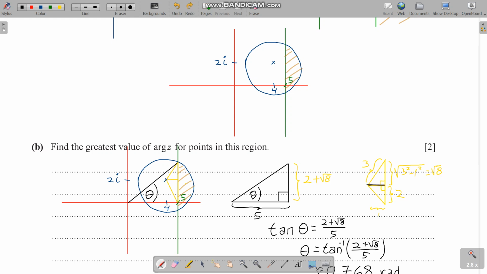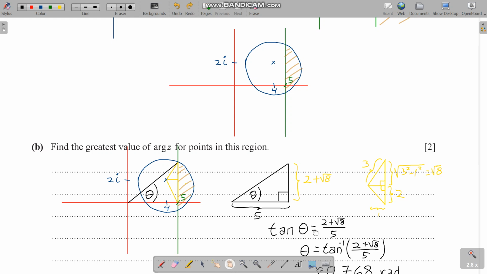Now we know this is 1, this is 3, it's a right-angled triangle. Use Pythagoras, we can find this length: square root of 3 squared minus 1 squared, root 8. That's why we have root 8 here. So that means the total length is 2 plus root 8. That's why it's 2 plus root 8 for this length.